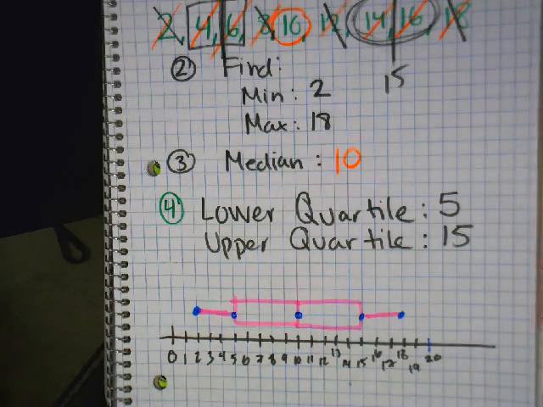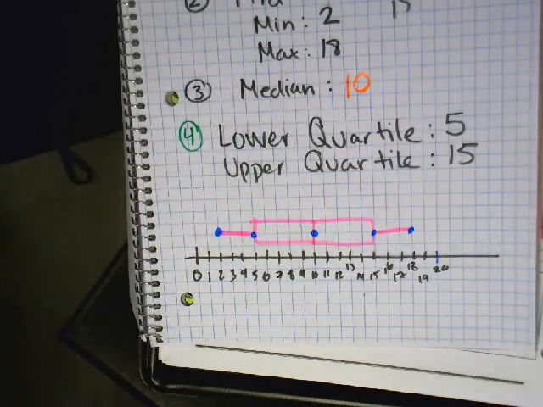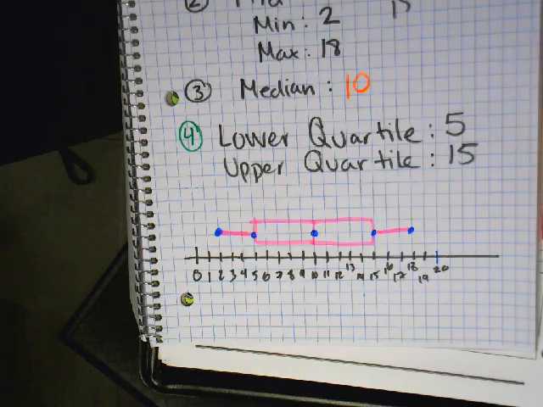So this is called a box and whisker plot. You get to see it here, and you get to see it if you take statistics. So this represents the data above. You have your minimum, your maximum, your median, your lower quartile, and your upper quartile.